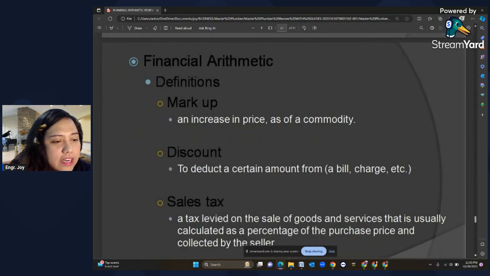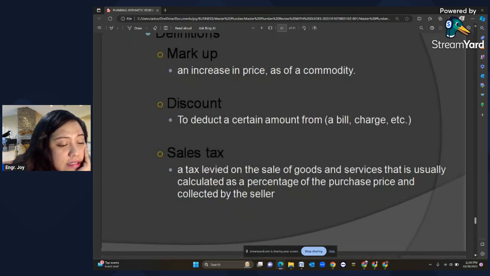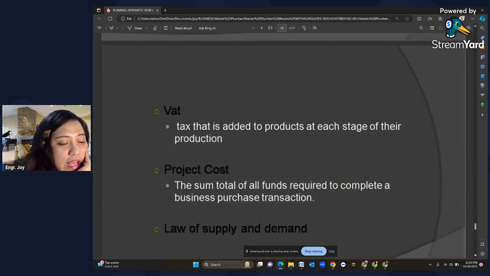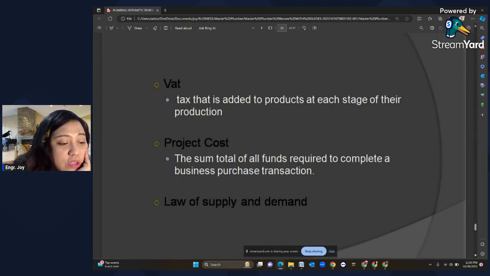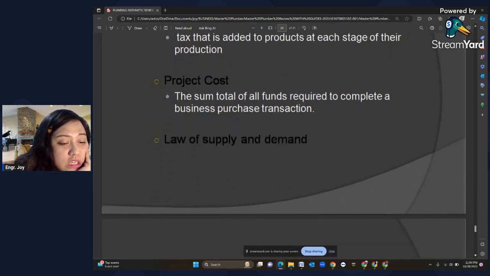Financial arithmetic is this. Markup: an increase in the price of a commodity. Discount: to deduct a certain amount from a bill or charge. Sales tax: a tax levied on the sale of goods and services that is usually calculated as a percentage of the purchase price and collected by the seller. VAT: a tax that is added to products at each stage of their production. We also have the project cost: the sum total of all funds required to complete a business purchase transaction.